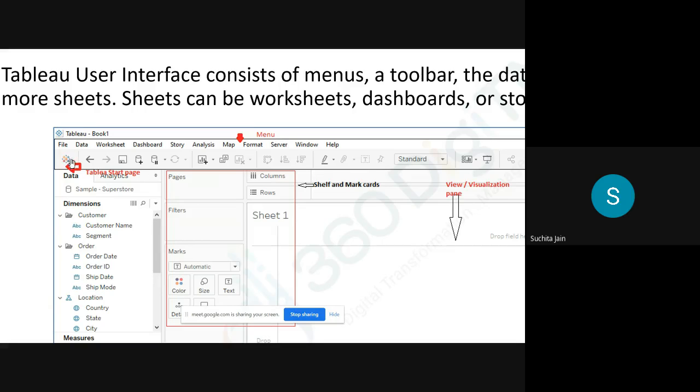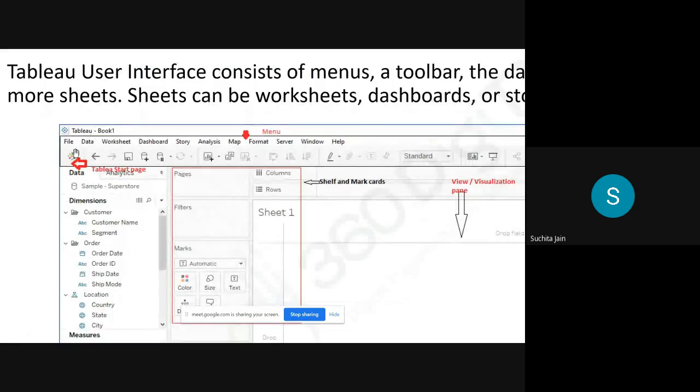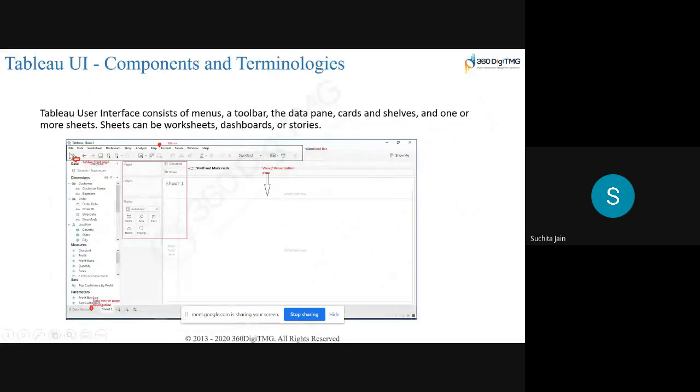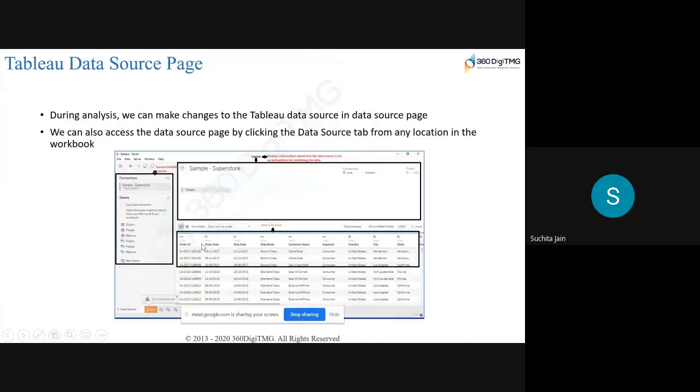Then this is your Tableau start page. If you want to go to the Tableau start page, you click on this logo, the Tableau logo. Once you click here, you will go to this page. This is your Tableau start page.